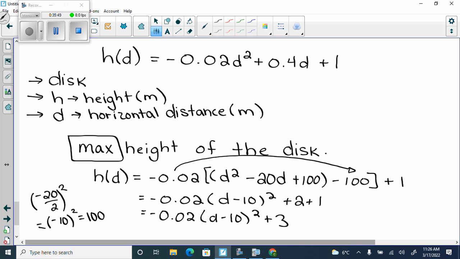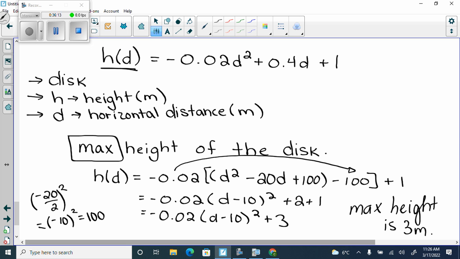Which one of these answers do I want, the 10 or the 3? The 3, because I asked for height, and height is here, which is y, right? So the max height is what? 3 meters. Because there's a unit. So the max height is 3 meters.